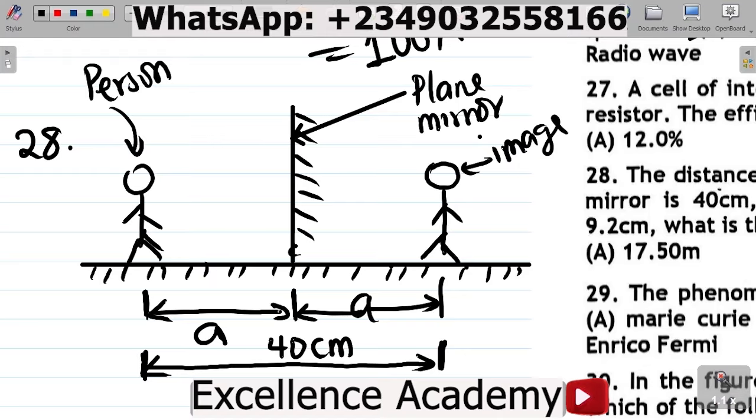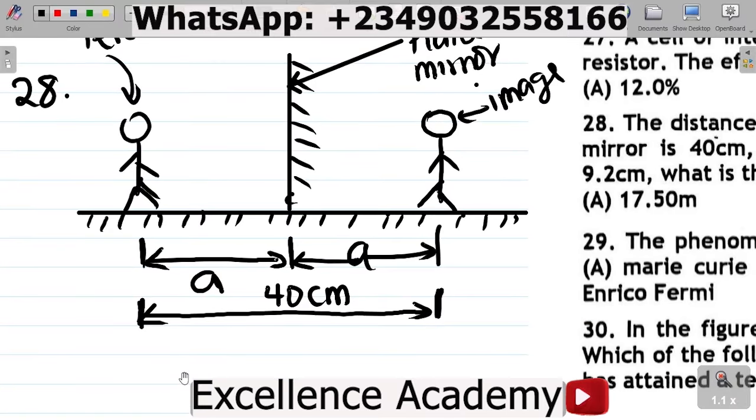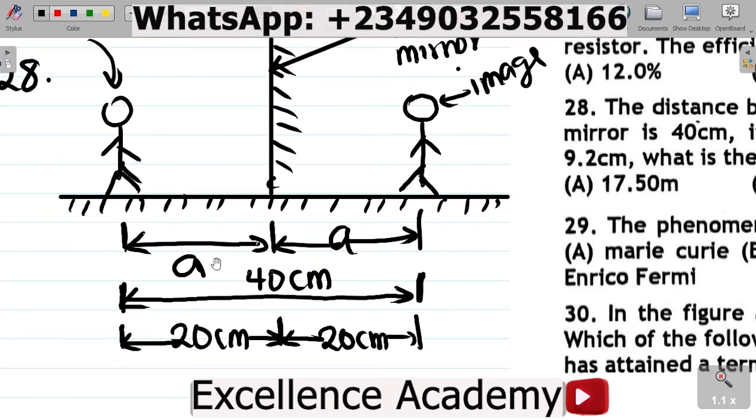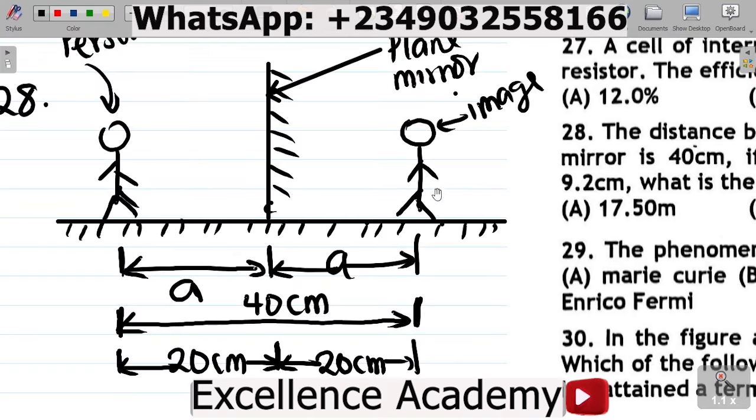40 cm. If it is 40 cm, that means the distance from this point to the middle point here is 20 cm. That means the person is 20 cm from the mirror, while the person's image is 20 cm from the mirror. All right, so we've gotten this part here. 40 cm between the object and the image, so 20 cm each from the mirror.